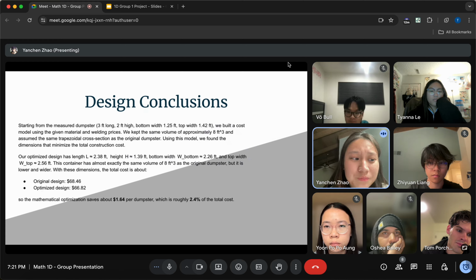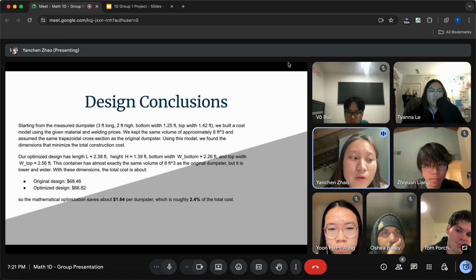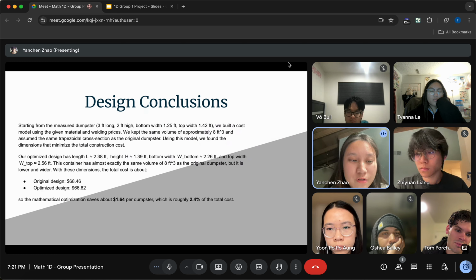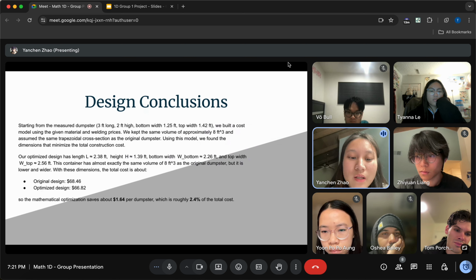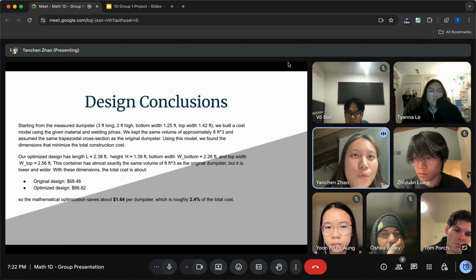The container has almost the exact same volume, but it's shorter and wider compared to the original one. Based on our cost calculation, the optimized design cost is going to be $66.82. So our improved design saved about $1.64 per dumpster, which is roughly 2.4% of the total cost.